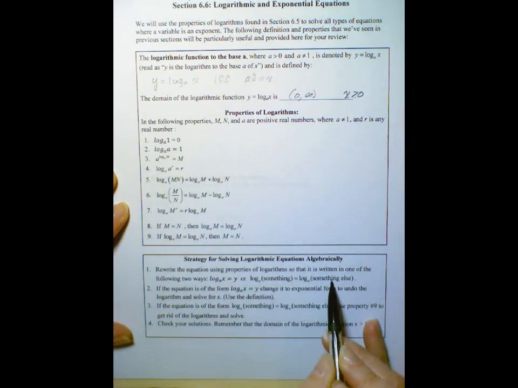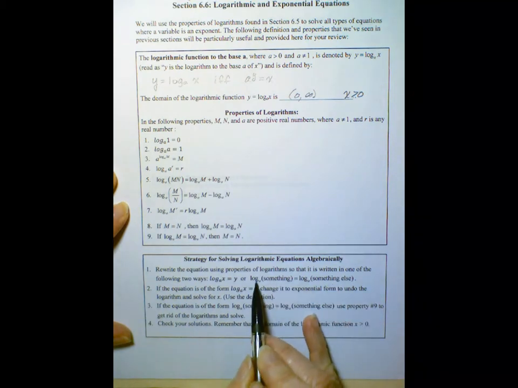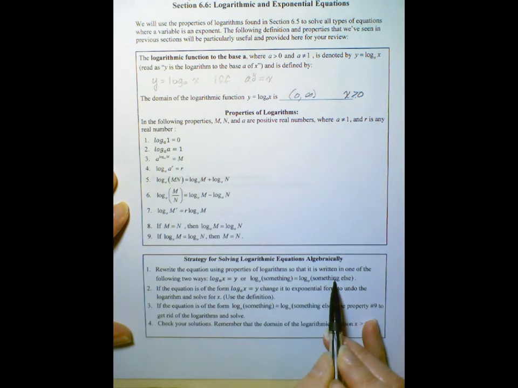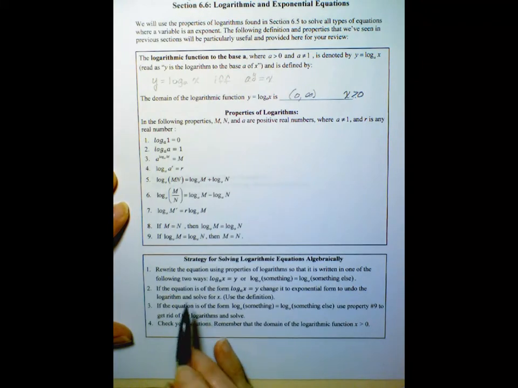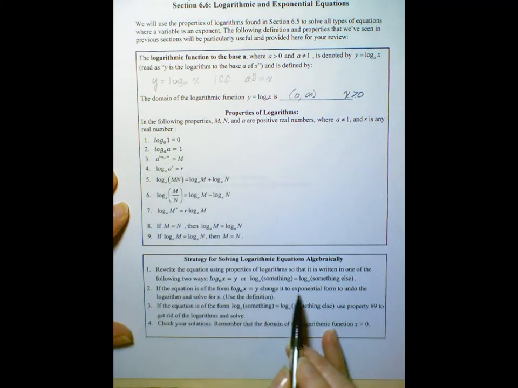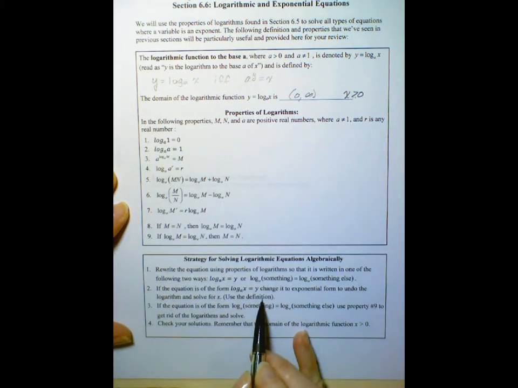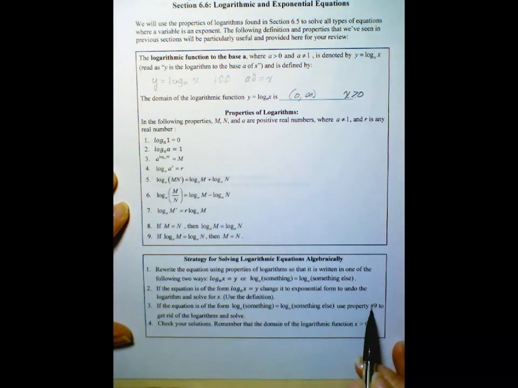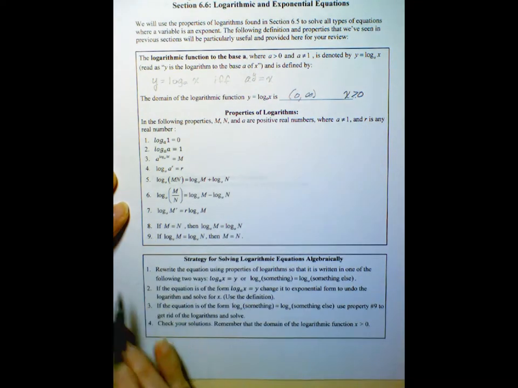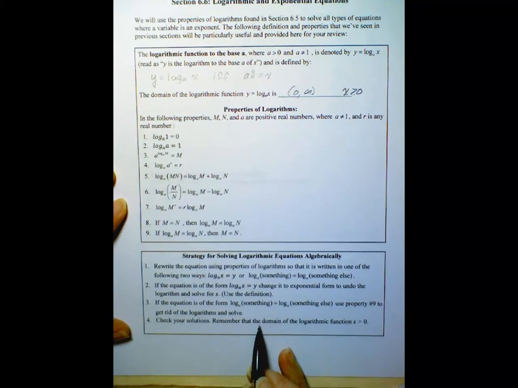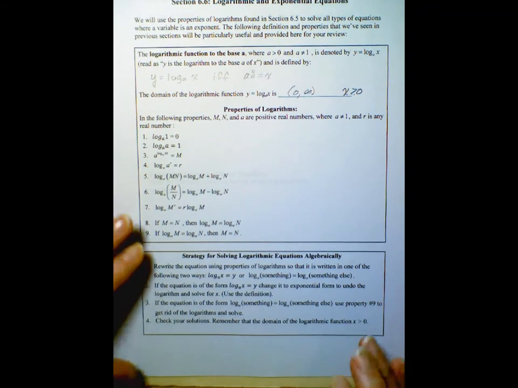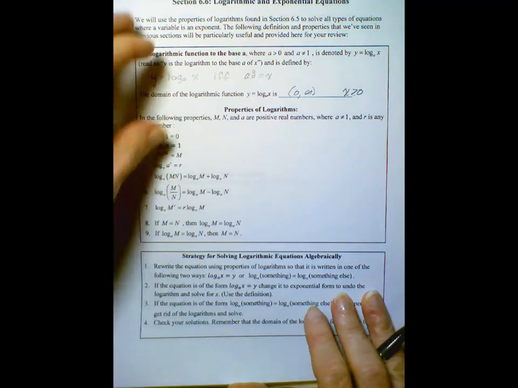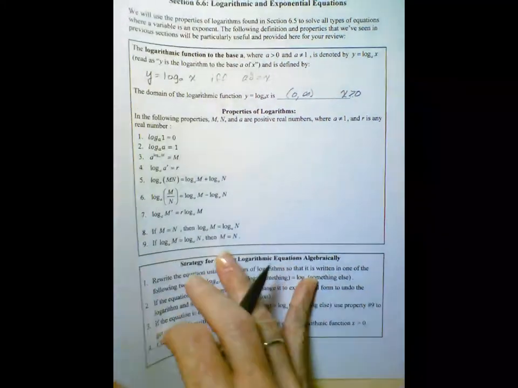This is log equals log, because then we can use the if log base a of m equals log base a of n, then m must equal n. So if it's in the form of the definition, then we change it to an exponential and solve for x. If it's in the form of log base a of m equals log base a of n, then that's property number 9, and we'll just say that m equals n and solve from there. It's always a good idea to check your solutions and remembering the domain x greater than 0. Okay, so let's try following this strategy and solve some logarithmic equations.